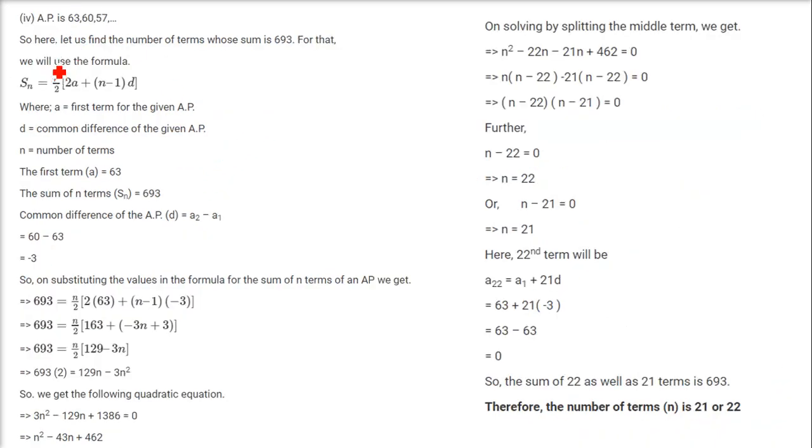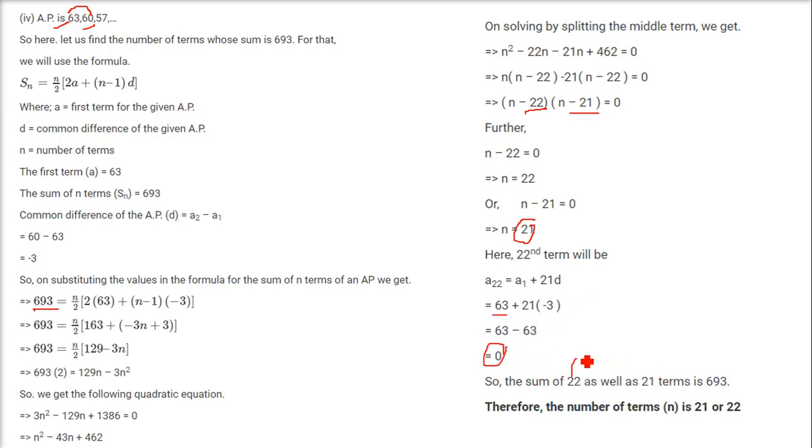Same question is like this. a is 63, d is 60 minus 63, that is minus 3. We just use the formula, equate it to 693. n by 2, 2a plus n minus 1 into d. A quadratic equation will come, 22, 21. So two values will come, n equal to 21 and 22. So a22, this is the term 22. You can find out a22 as a1 plus 21d, or the first term 63 plus 21 into minus 3, and you get it 0. Okay.